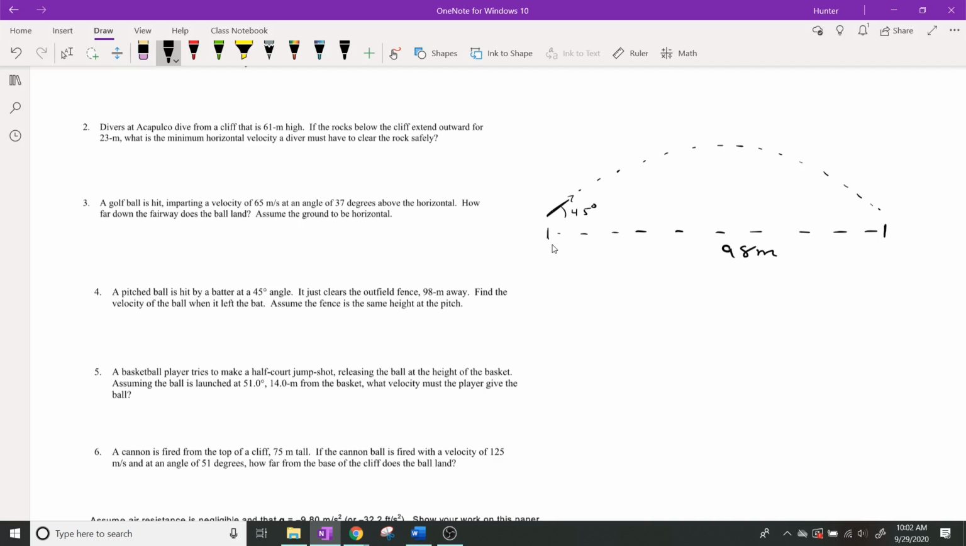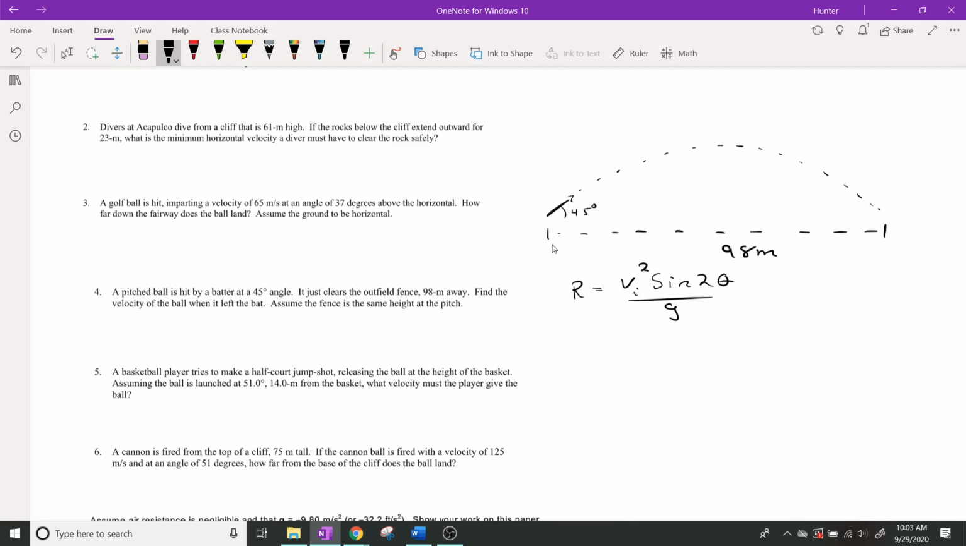How about we write out our DVAT first? Think DVAT's a good idea? Yeah, we can use the range formula if you want to. Do we have the range formula? It's not on the equation sheet, but the range formula is available. Okay, VI squared sine 2 theta over G. Is that it? Yeah, there is a squared there.